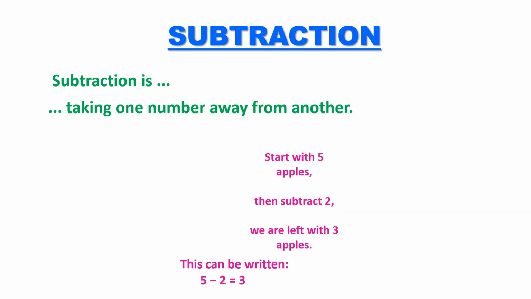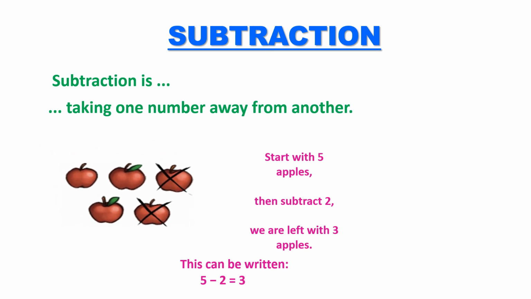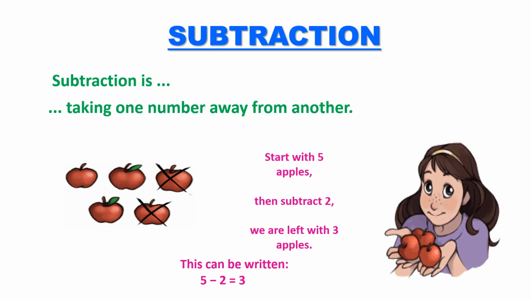Next is subtraction. In simple words, subtraction is taking one number away from another. Let's suppose at first we had 5 apples. Then if I want to take out 2 of them, how many are we left with? We are left with only 3 apples. When we write this in numerals, we write it like this: 5 minus 2 equals 3.